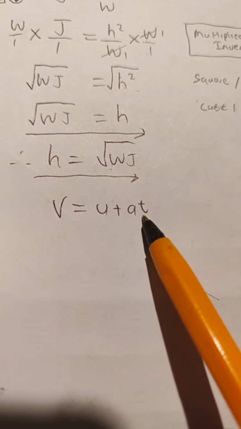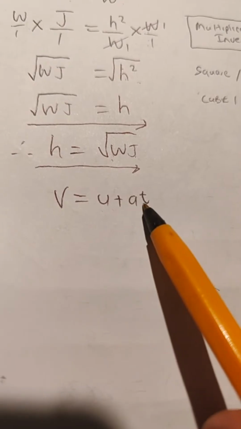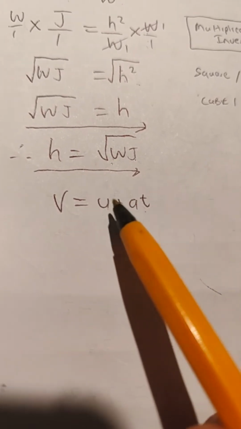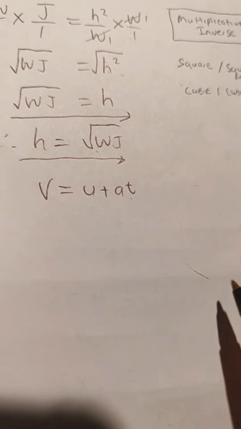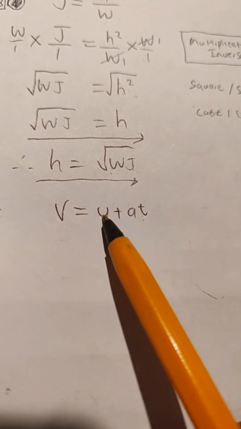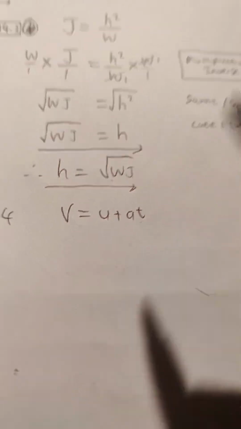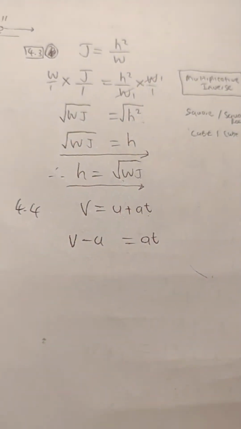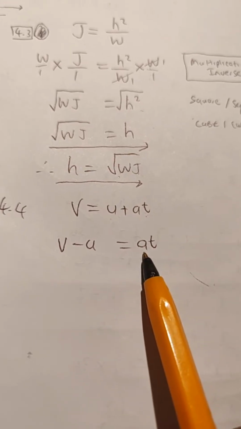How many terms on the right? 1 plus, then there's 2. So U needs to go. How do we get rid of U first? First, let's get rid of U. So U can be transposed because it is a term that is separate completely from AT. So we can say V minus U is equal to AT. Not a problem. We are very close now to isolating A.